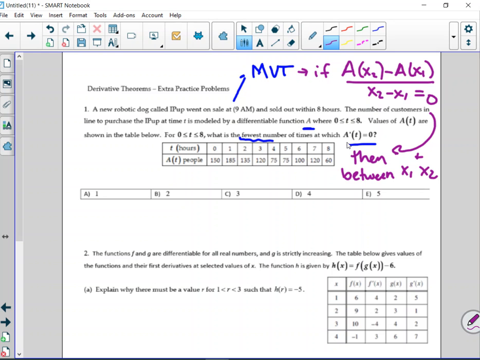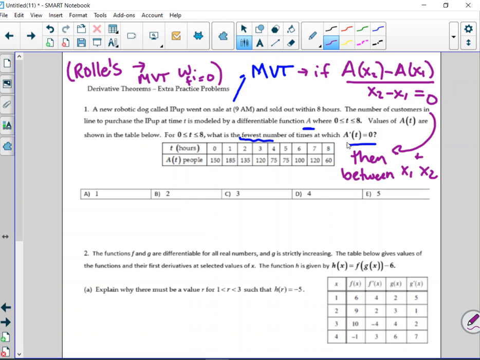What other theorem does this go by, because it's the derivative equal to 0? What's the other name for this? Rolle's. Rolle's is the special case if you're doing mean value theorem with the derivative equaling 0.